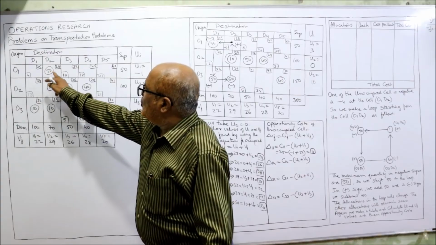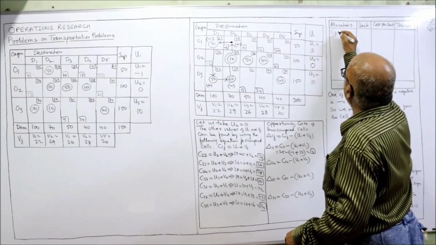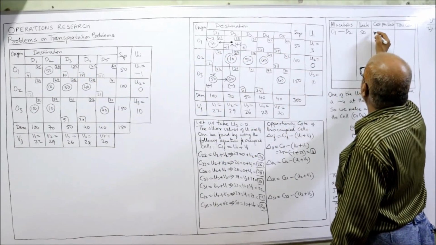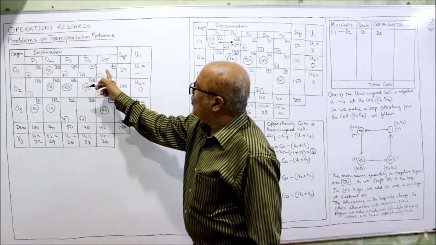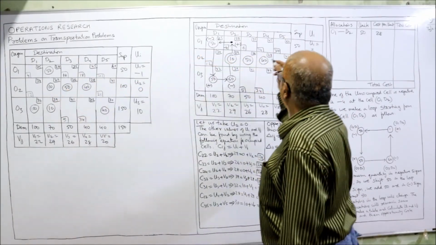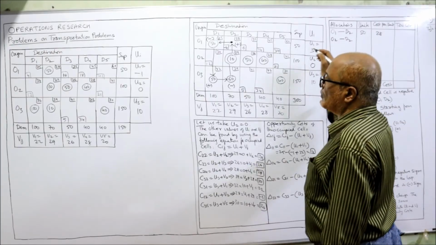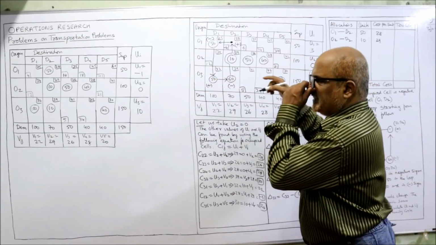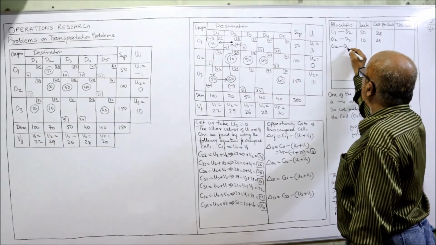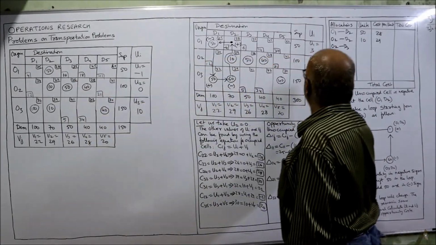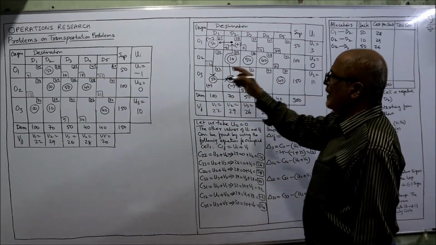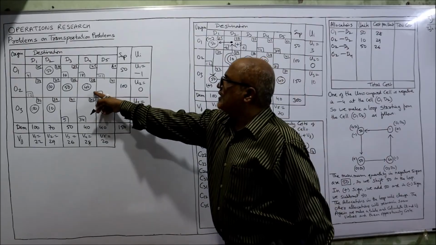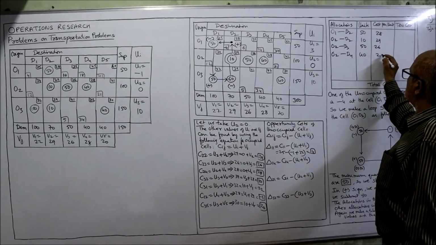First one, O1 to D2. How many units? 50 units, 28 rupees. Then second, O1 there is nothing. Then O2 D2. How many units? 10 units, 29 rupees. Then O2 D3. 50 units, 26 rupees. Then O2 D4. How many units? 40 units, 28 rupees.